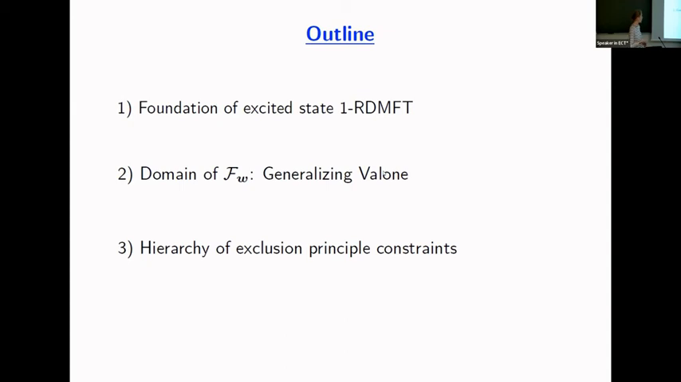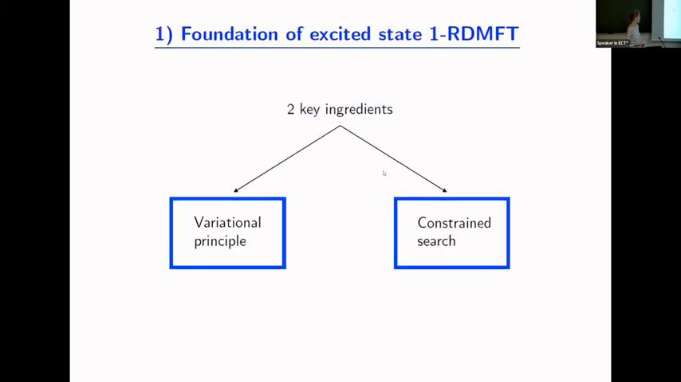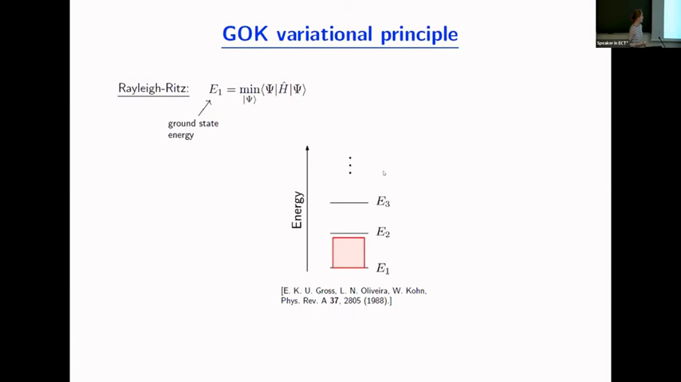So to start with, the foundation of 1RDMFT, as in ground state RDMFT, consists of two parts. We have to combine a variational principle, similar to the Rayleigh-Ritz variational principle, but adapted for excited states, together with a constraint search. So the formalism should be very familiar to all of us already. And we will start with the variational principle.